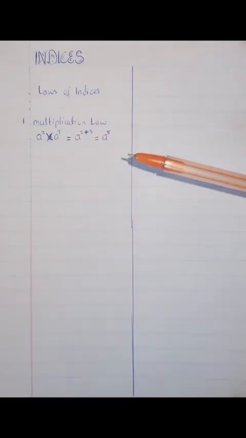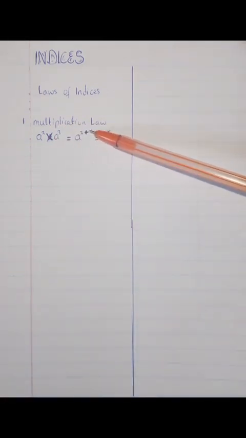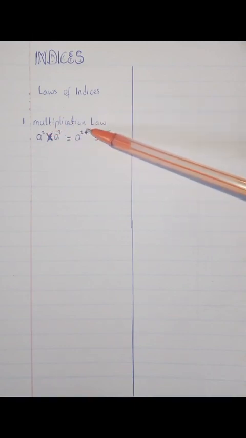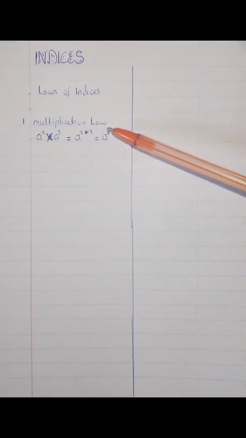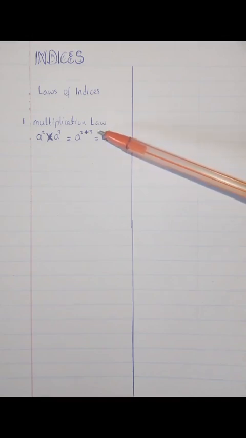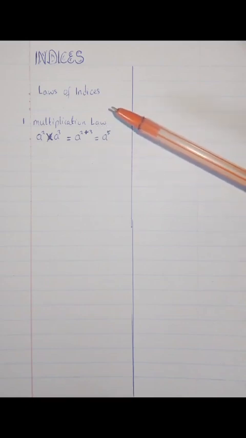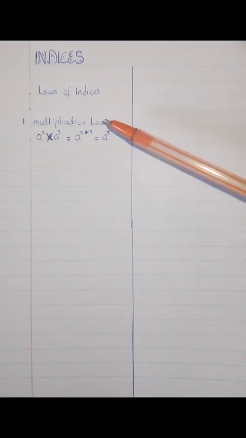So we'll have a raised to the power of 2 plus 3, because we are adding the powers. We pick one base and add the powers 2 plus 3, and we'll have a raised to the power of 5. That is what the multiplication law states. This is a simple illustration of the multiplication law.